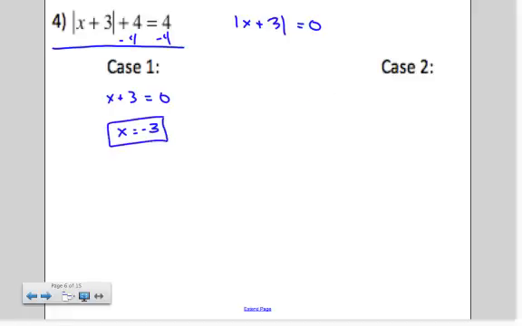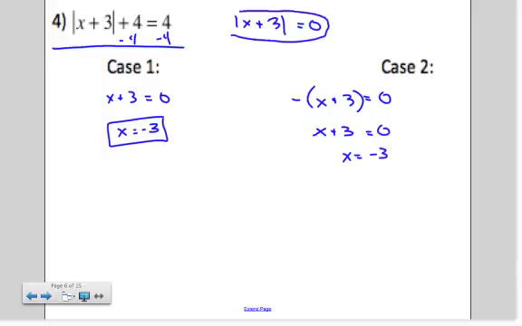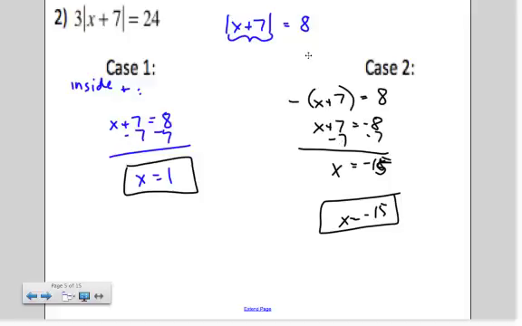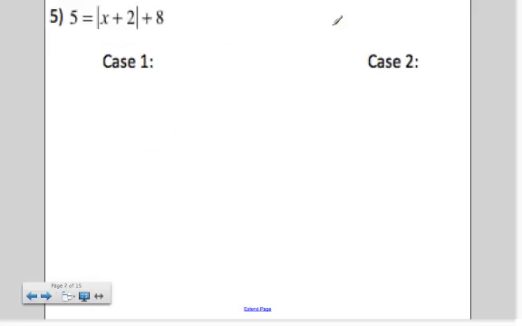Great. What about if x plus 3 is negative? I have to multiply it by a negative, equals 0. If I divide both sides by a negative, I have x plus 3 equals 0. That's the same thing: x equals -3. So there's only one solution. If I get an absolute value equals 0, I only get one solution. Previously, if I had an absolute value equals a positive number, I had two solutions.